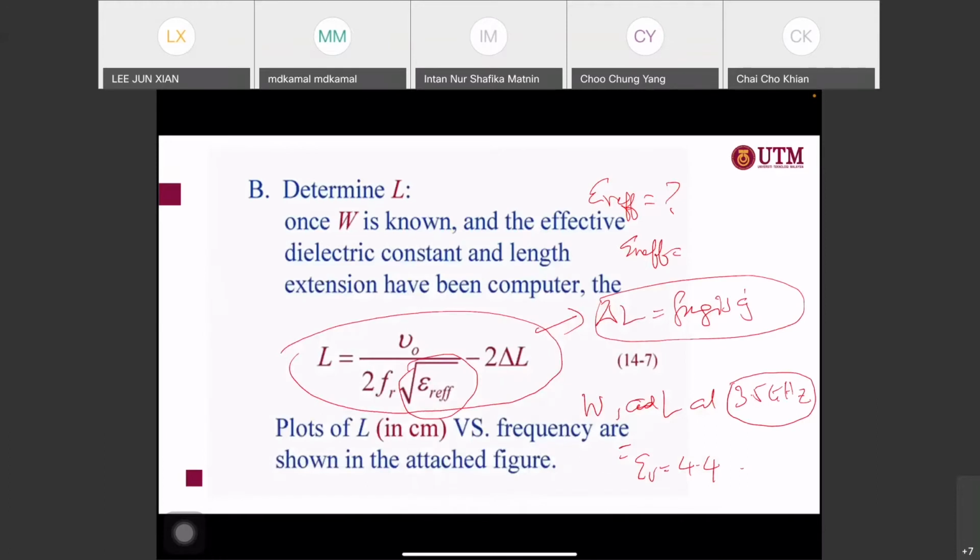Lee Junzian, can you calculate and show me the answer? Can you show me the formula again? What is epsilon R effective? Doctor, can you show me the formula again? You have the notes, right? Hello, sir.